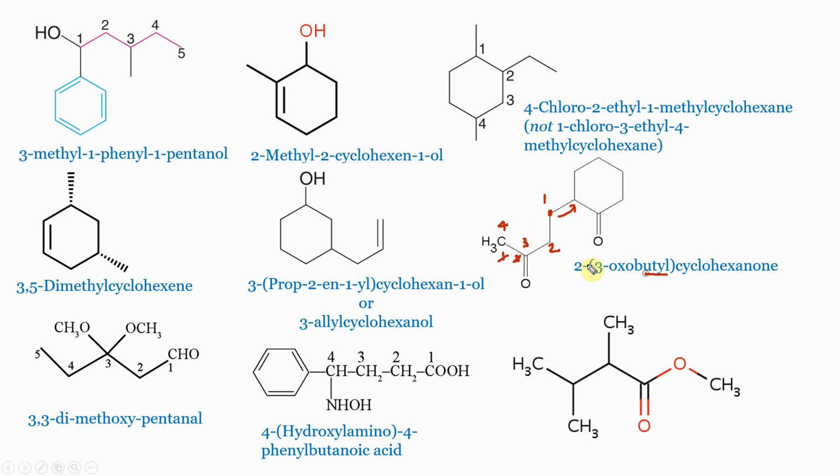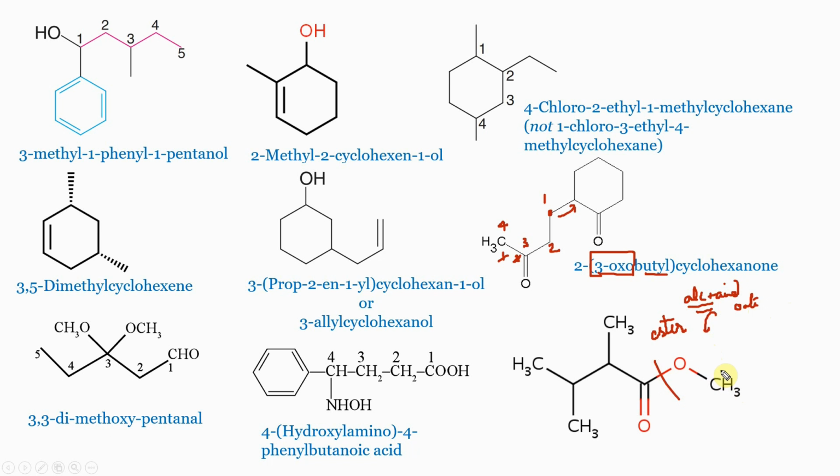So butyl, and in that, what is there at 3? Oxo. Oxo is for C double bond O. 3-oxobutyl cyclohexanone. And the last one is very straightforward. Now what is the functional group here? This is an ester functional group. Esters are always basically from alcohol and acid. So you are going to always say alcohol in the prefix side, acid in the suffix side. We end with oate. So how will it be? Alcohol. What alcohol is it? Methyl alcohol.